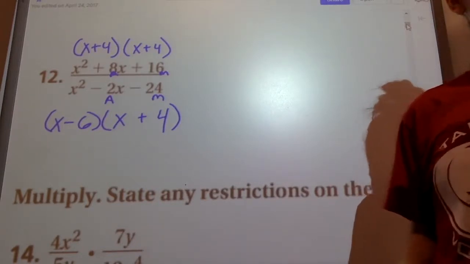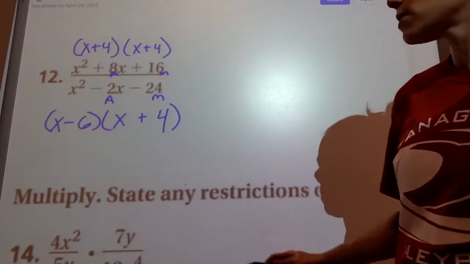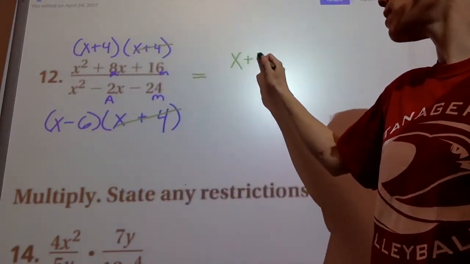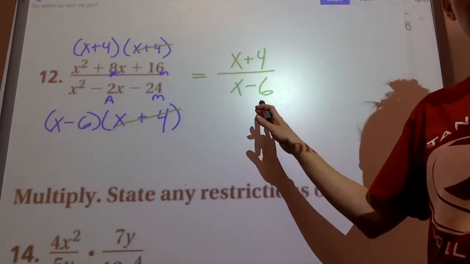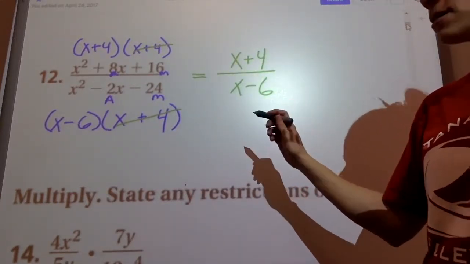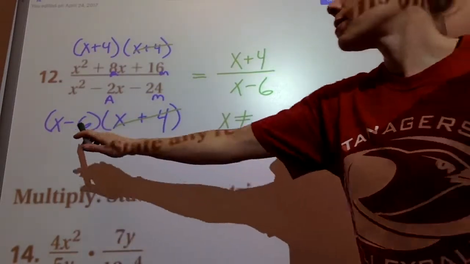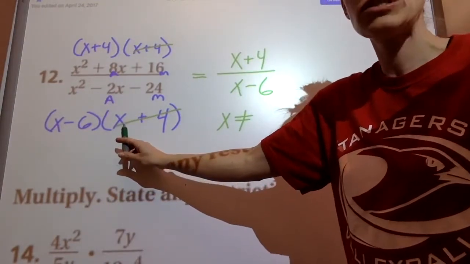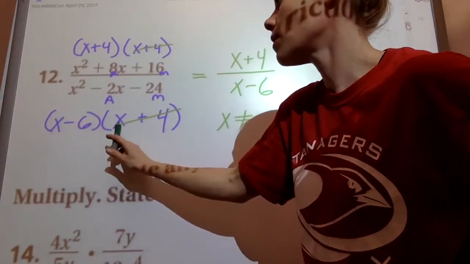Now that it's factored, what can cross off? The x plus 4 is very good. So this simplifies, what's left on top, what's left on the bottom. Right? So it simplifies into that. But then I need to define that answer and say x cannot be 6 and negative 4. You have to go back to your original denominator before you cross stuff off. And x cannot be 6 and negative 4.